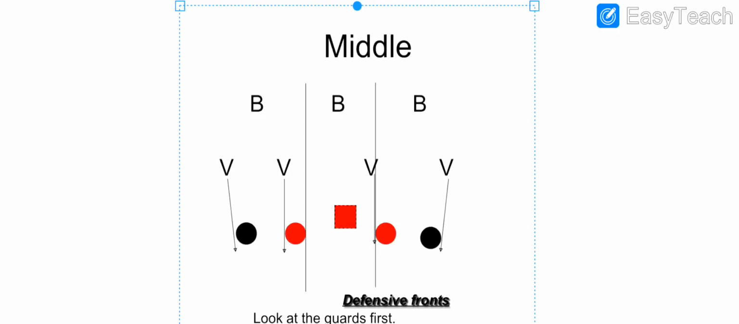So once again, the center comes to the line. The first thing he does is look to see, is there a defensive tackle on either of my guards? If there is, then they know it's either going to be even or it's going to be middle. Then they look up for the linebacker. Is there a linebacker from A gap to A gap? In this case, yes there is, so I know it is a middle front.